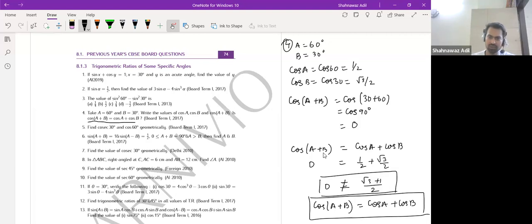Yes, so this is not equal to. Shoaib, understood? Yes. Okay.